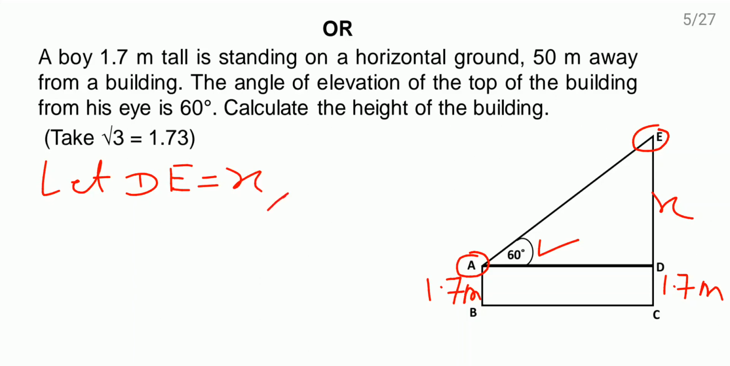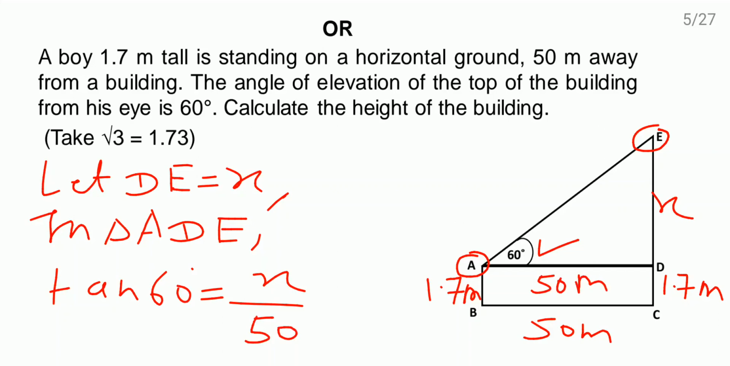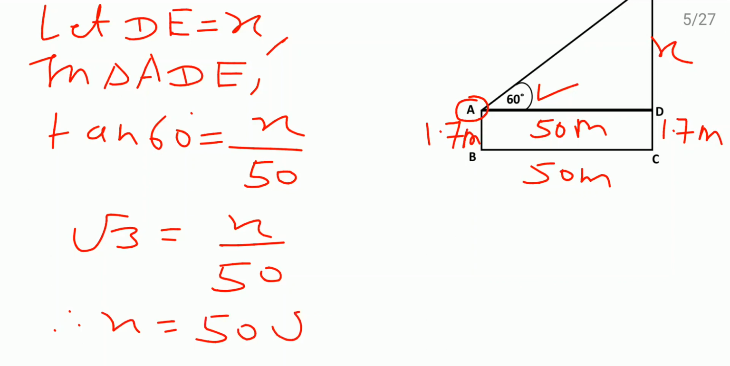Fine. Now here I'll write down in triangle ADE, tan 60 degree, which is equal to opposite side by the adjacent side. This BC distance already they have given us 50 meter. So obviously AD distance is also 50 meter. This is also 50 meter. So this one will come here 50. We know the value of tan 60, which is root 3. So x by 50. Therefore x is equal to 50 root 3.